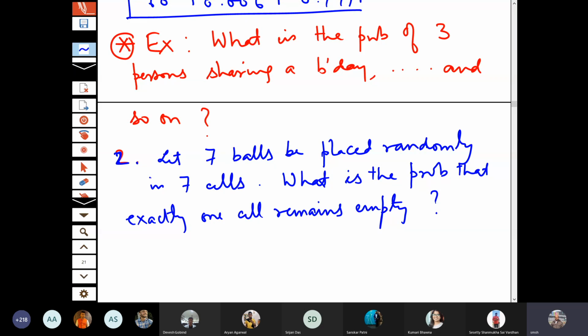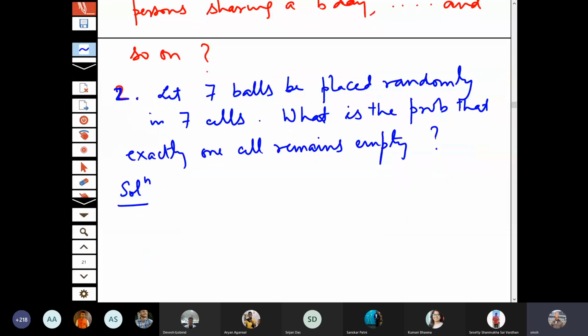So if 7 balls are placed in 7 cells randomly, then what is the probability that exactly one cell remains empty? Let me just look at the way. So there are 7 cells. One of them will remain empty.